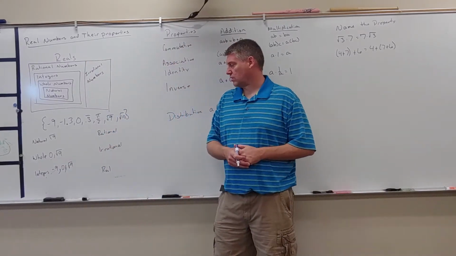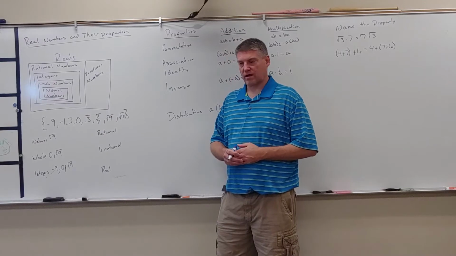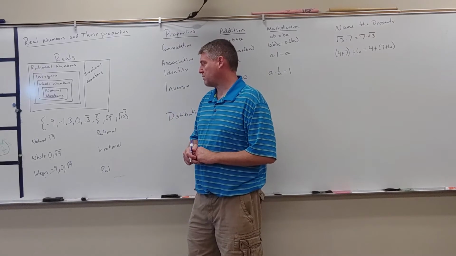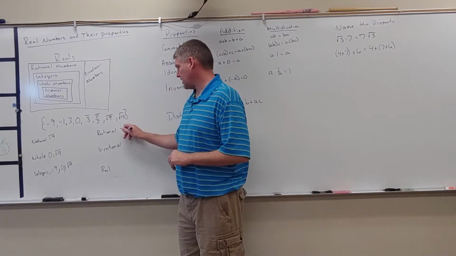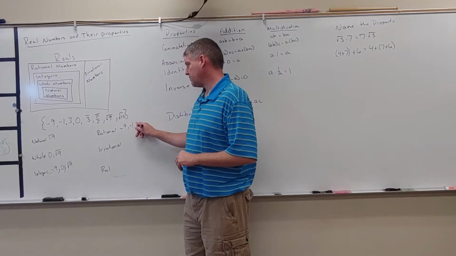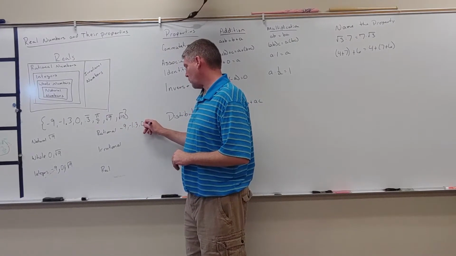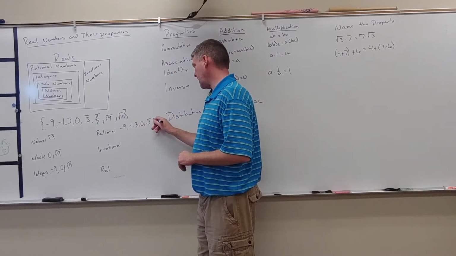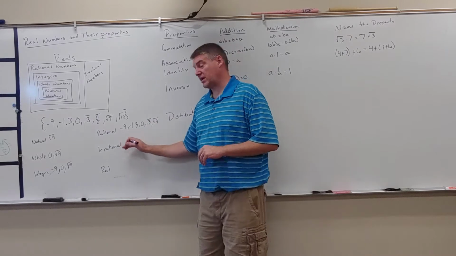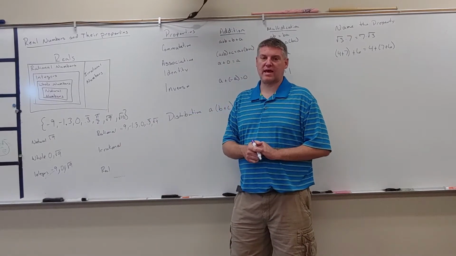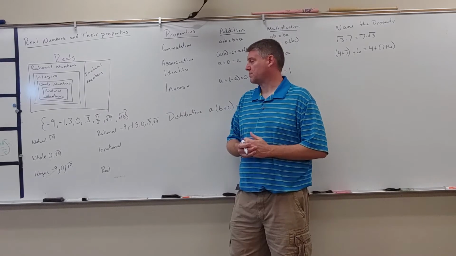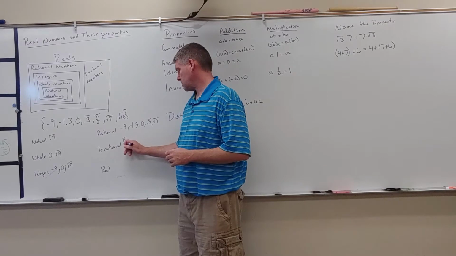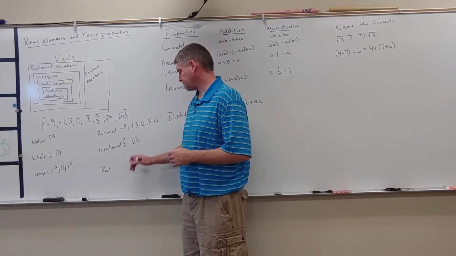Now, my rational numbers are all the things over here, plus any that have a terminating or repeating decimal. So I have -9, -1.3, 0, 0.3 repeating, and square root of 9, because square root of 9 is 3. Now my irrational numbers are those numbers that do not have a repeating or terminating decimal. So I notice here that I have pi halves and the square root of 10.